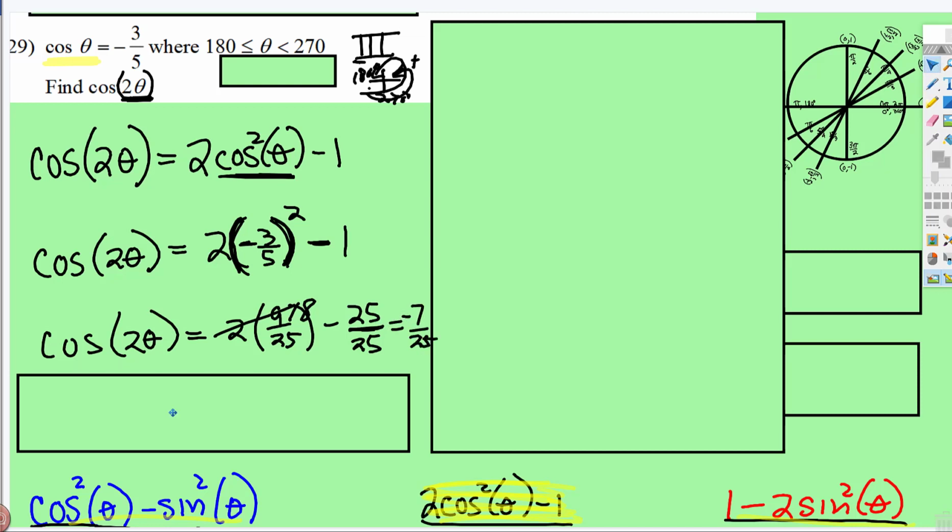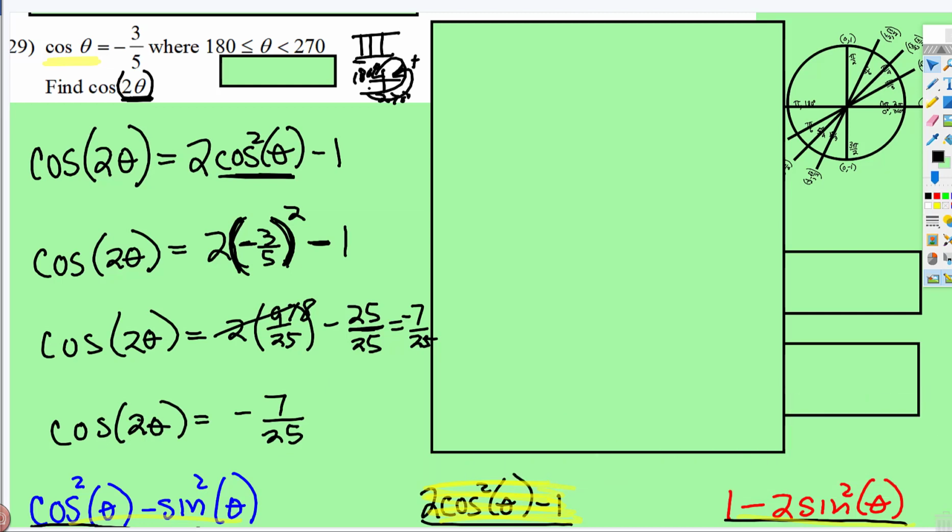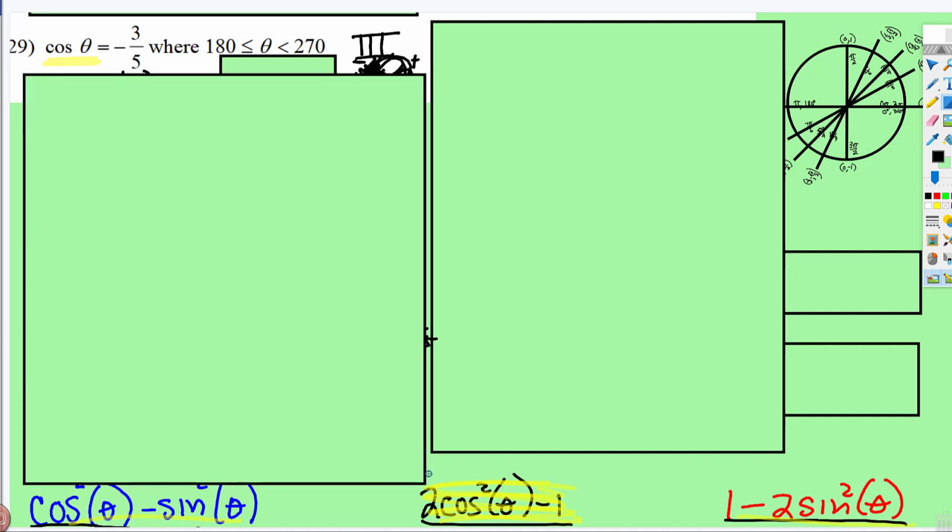So we end up with cosine of 2 theta is negative 7/25. So what that means, when you double this angle that was in the third quadrant, it ended back up there in that second quadrant. And cosine is negative in the second quadrant. All right, I'm going to cover all this stuff up, and then we're going to move on to the next one.